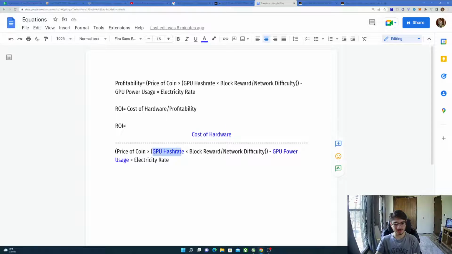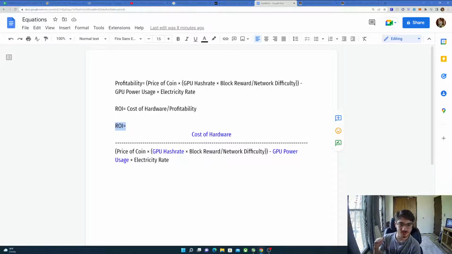The GPU hash rate, you can choose a GPU with a higher hash rate. And then GPU power usage, this really comes down to efficiency. So you can buy a GPU that is more efficient, you're going to be more profitable that way. So the problem with looking at ROI and then calculating the ROI and then saying, oh, if I buy this GPU, I'll ROI pretty quickly, is that you are not looking at the factors which you can control.